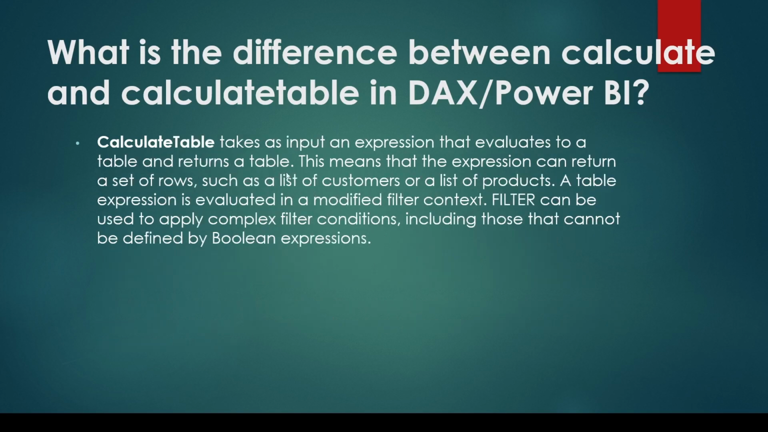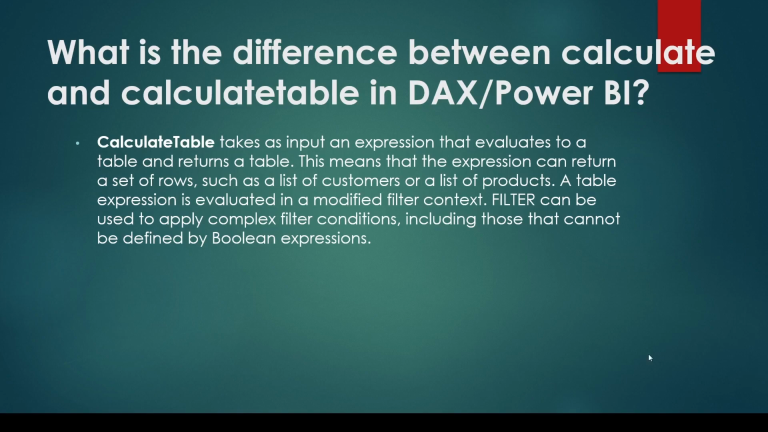CALCULATETABLE takes as an input an expression that evaluates to a table and returns a table. This means that the expression can return a set of rows, such as a list of customers or a list of products. A table expression is evaluated in a modified filter context. FILTER can be used to apply complex filter conditions, including those that cannot be defined by a Boolean expression. So you can have filter conditions in both CALCULATE and CALCULATETABLE. CALCULATE gives you a measure, CALCULATETABLE gives you a table.